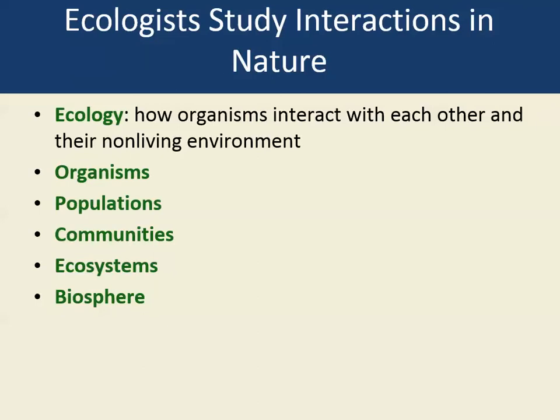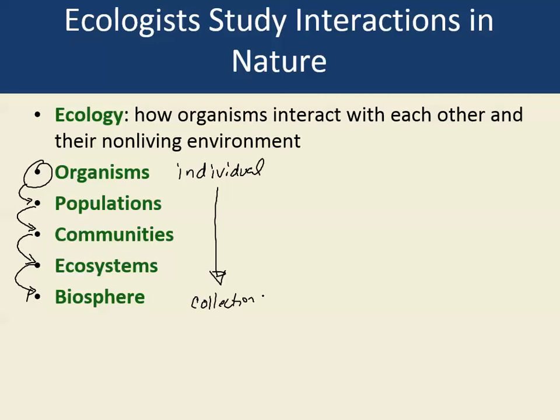Looking at interactions in nature, that's what ecologists do. They look at individual organisms, and they look at populations of organisms. They then look at a collection of populations, which would be communities. They look at a number of different communities combining together in one geographic area, which is an ecosystem. Then they look at the collection of those ecosystems into the biosphere. So really you're getting from an individual all the way up to a large collection of everything. And ecology is the interactions between living organisms and their non-living environment.